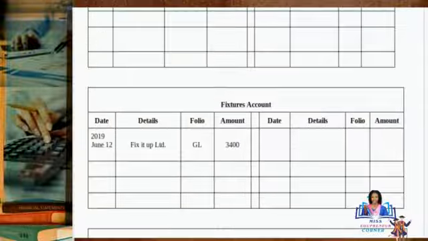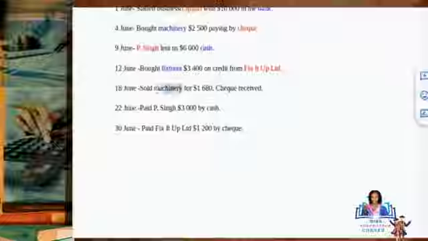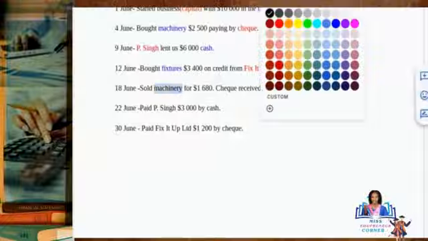Alright, so moving on to the next transaction. So on June 18, sold machinery for $1,680, check received. So right here, machinery in the business is decreasing as a result of the fact that Sandra would have sold these machinery. So machinery is an asset, and as asset decreases, we have to credit. So we're going to have to credit our machinery account. So we put it in red.